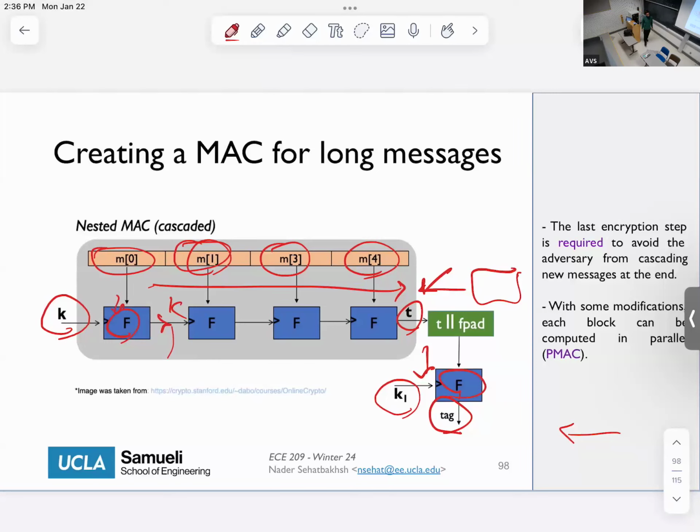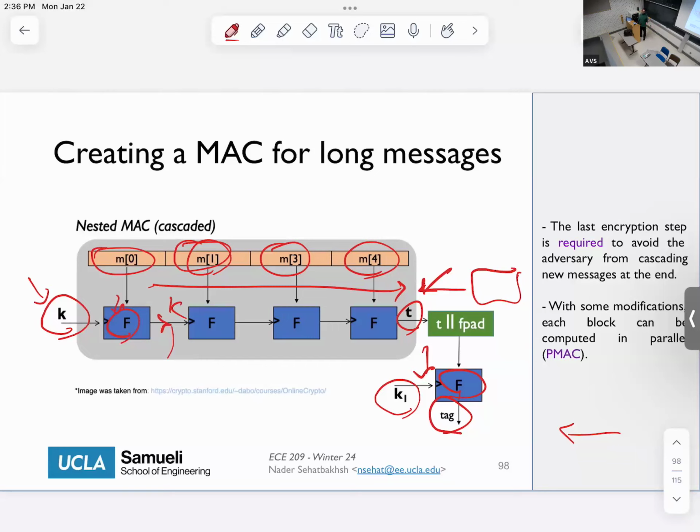Where does the nonce come into play here? Is that added with the first function and carried on? So the question is where the nonce comes into play. Yes, the way that we generate this K should be changing each time with the nonce.